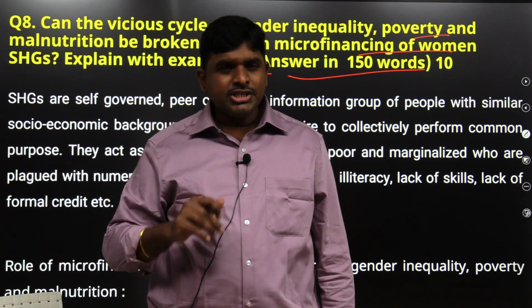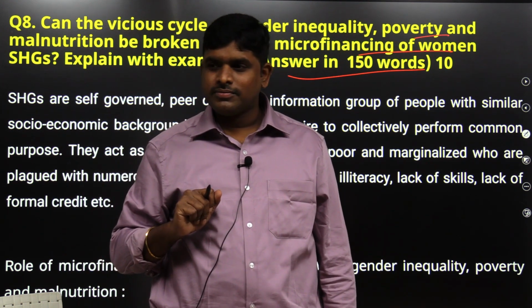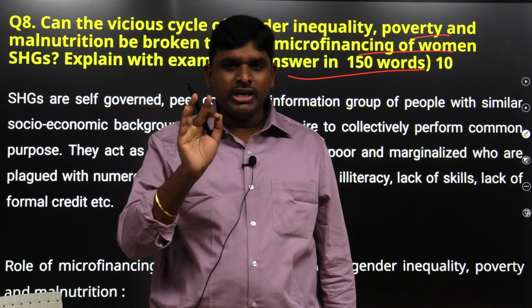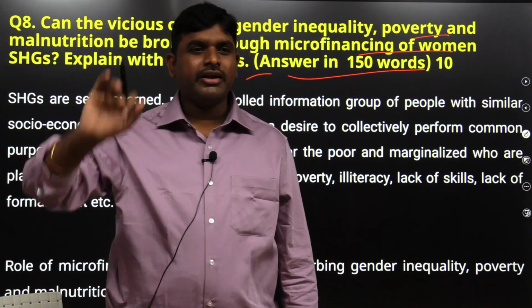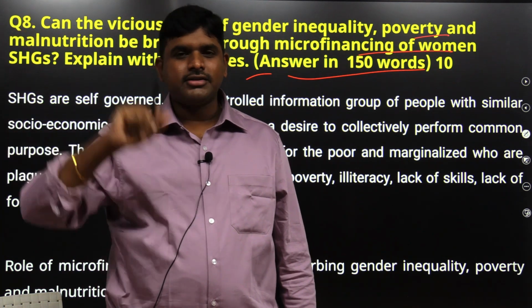Second thing, when elections happen, whom do politicians contact first in the village? If elections happen, politicians first contact the self-help group leader. How many groups are there? 10 groups are there in the village. Who is the leader? Call the leaders.